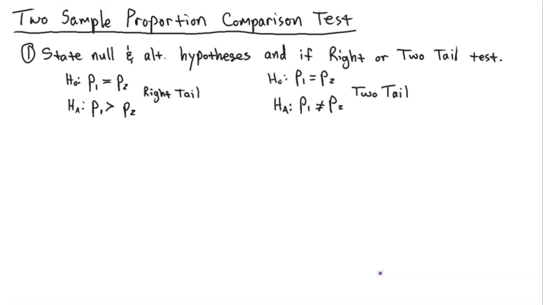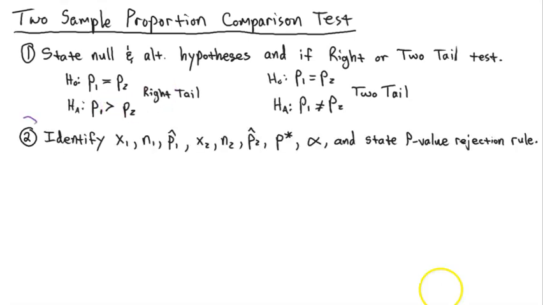But our two different kinds of alternative hypotheses: one of them is that proportion 1 is greater than proportion 2, and the other one is proportion 1 is not equal to proportion 2. And as usual, when we see the not equal to, it implies a two-tailed test. But when we say that proportion 1 is greater than proportion 2, that is a right tail test. Moving on to step 2.